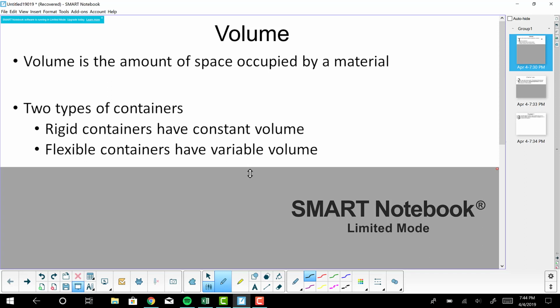The first thing that comes to my mind is a balloon, because you can blow up a balloon, you can make it bigger, you can make it smaller. It has a variable volume. Some other examples of flexible containers are basketballs, soccer balls, volleyballs, etc., car tires, things of that nature. Anything that can sort of stretch its boundaries. Even plastic water bottles can be flexible, like the Dasani or Aquafina type water bottles.